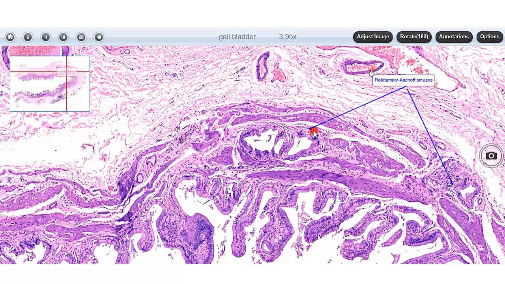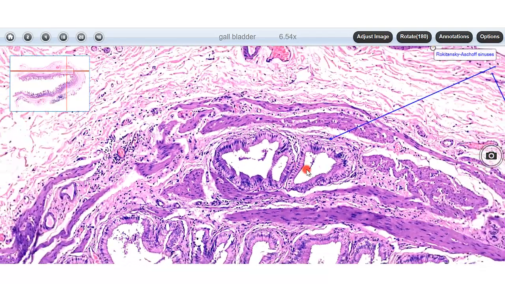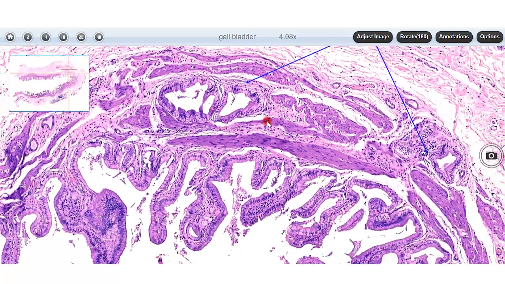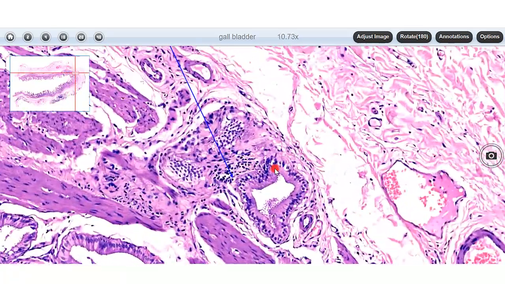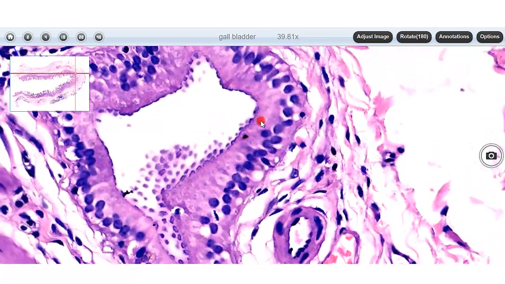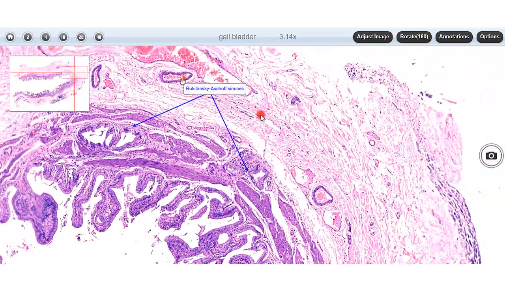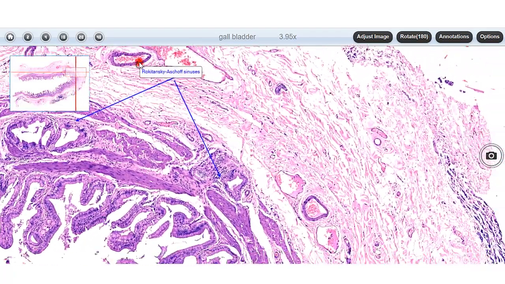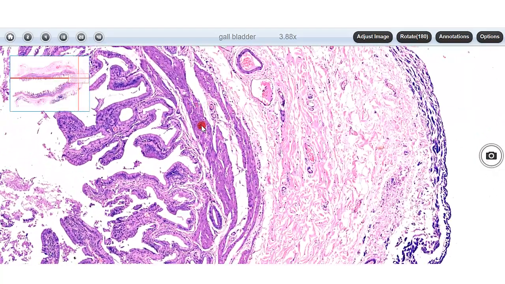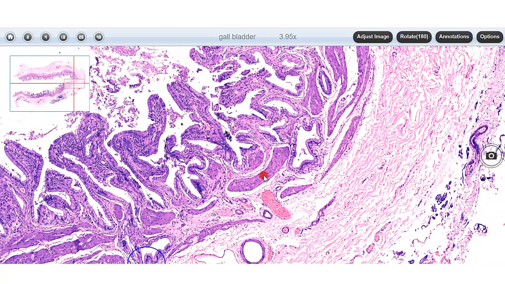Now this is the Rokitansky-Aschoff sinus or the crypt of Luschka that we were talking about. These are the diverticula in which we can see the mucosal lining. It goes beyond the muscular layer. This is present outside the muscle layer. So these are known as Rokitansky-Aschoff sinuses or the crypts of Luschka. As told previously, gallbladder does not have muscularis mucosae or submucosa.